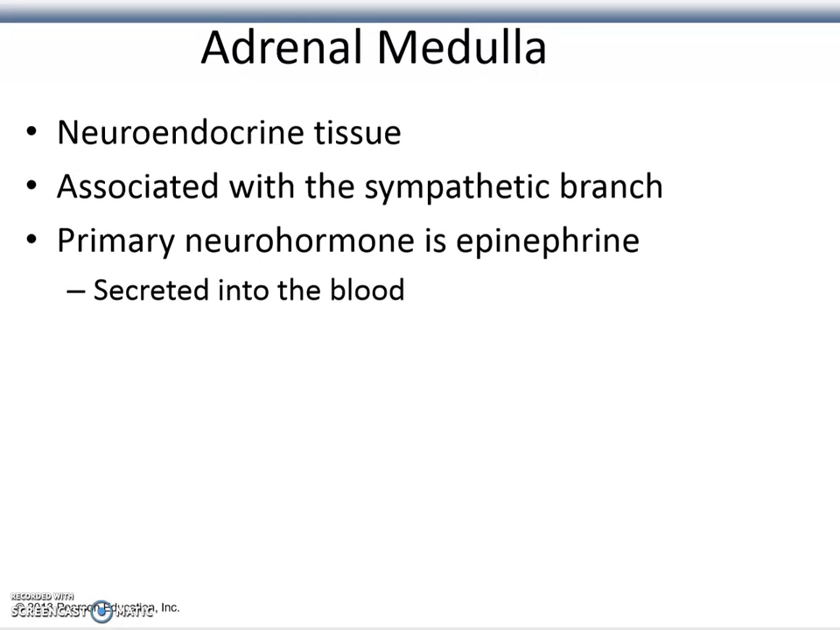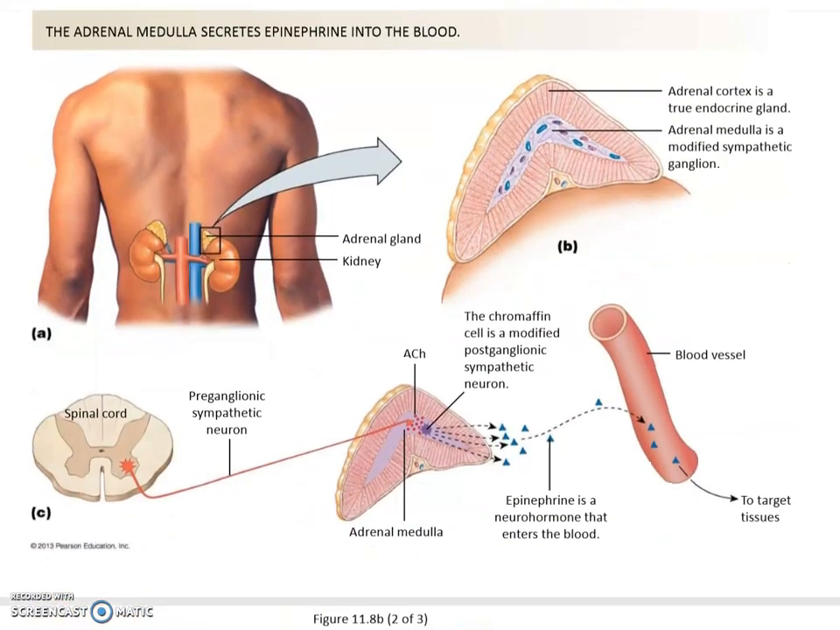The adrenal medulla. We refer to the adrenal medulla as a neuroendocrine tissue, and so it's basically a modified ganglion. But anyway, it's the adrenal medulla. The name indicates it. It's adrenergic, so it's associated with the sympathetic branch, and the primary neurohormone that it's using is epinephrine. That's secreted into the blood, and that's what this looks like.